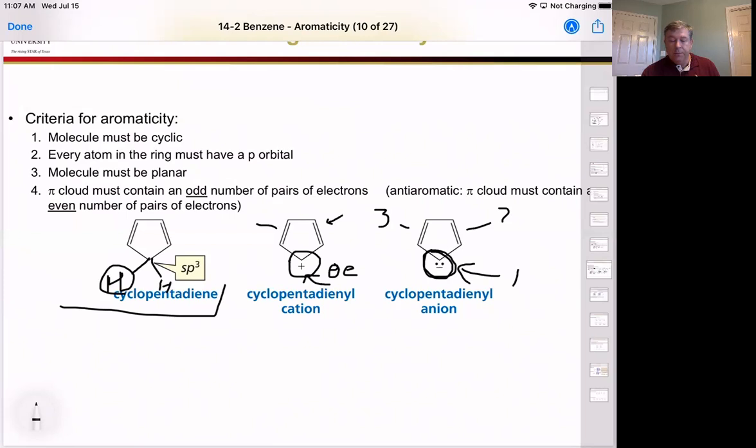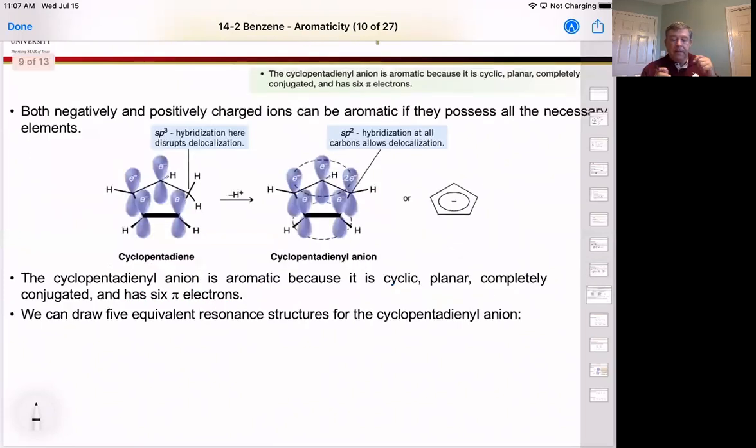Okay, so that's showing you why you can have different sized rings, and as long as you have those p orbitals and the right number of electrons, you can have a wide variety of structures. Okay, so let's look at the transition going from the cyclopentadiene to the cyclopentadiene anion.